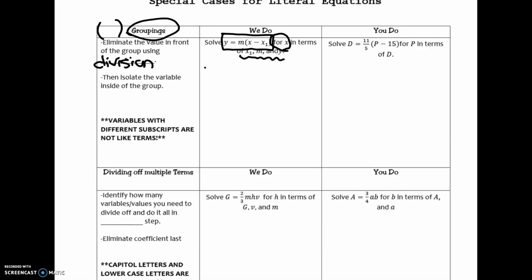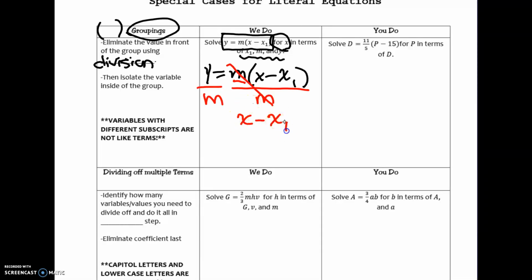So I'm going to start by rewriting the equation: y equals m times (x minus x sub 1). When I'm saying dividing off, we're talking about this m, and we want to divide it because it's being multiplied. We want to do the opposite, which is division. We want to divide it off on both sides. That's going to cancel my m's, which will eliminate this grouping. So then I have x minus x sub 1 on this side, and on this side we have y divided by m.